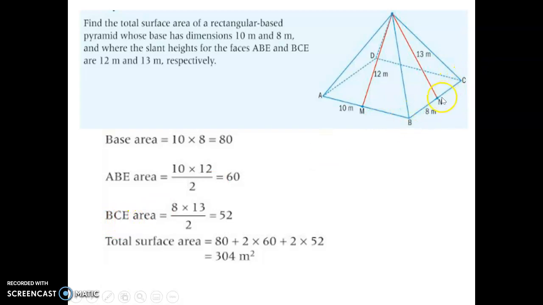So some students automatically assume that all the triangles are the same. The 4 triangles are the same around the outside. They're not. You can see this is 13, this is 12. So BCE has an area of base 8 times height 13, divided by 2, and that area is 52. So now the total surface area is the base, 80, plus 2 of these triangles, because the triangle in the front and the back are the same. So 2 of those, plus 2 of the other ones, those are the 2 side triangles. And there we have the full surface area. Pause if you need to.